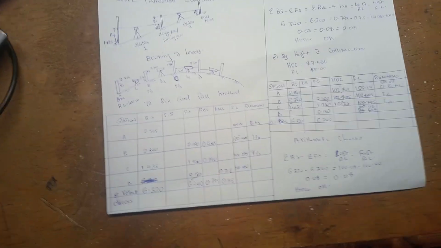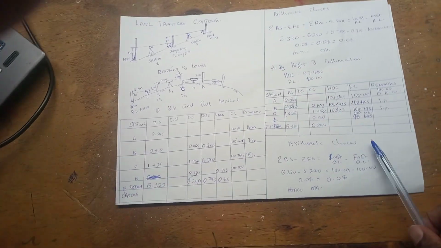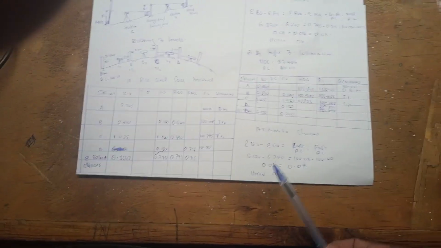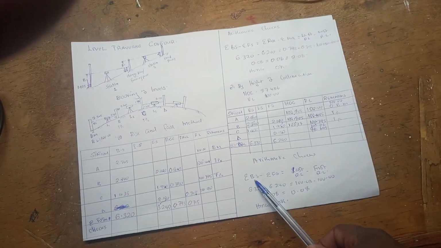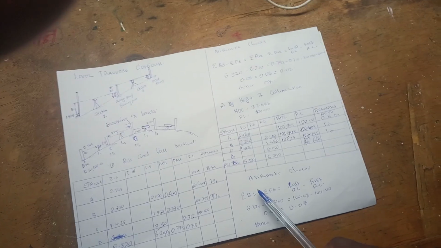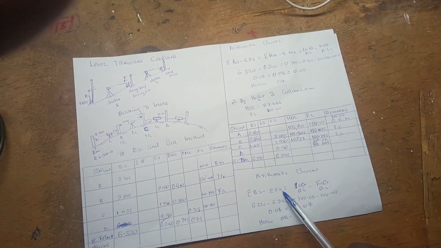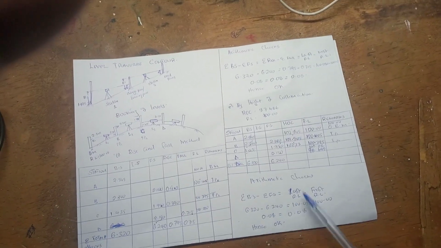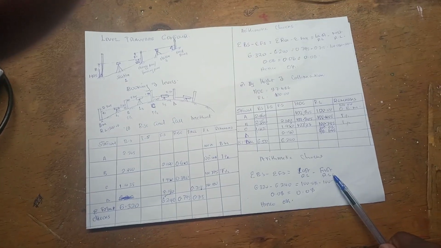After that, you do the arithmetic check. It's the same as the first one for the rise and fall. The summation of backsight minus the summation of foresight should be equal to the last reduced level minus the first reduced level.